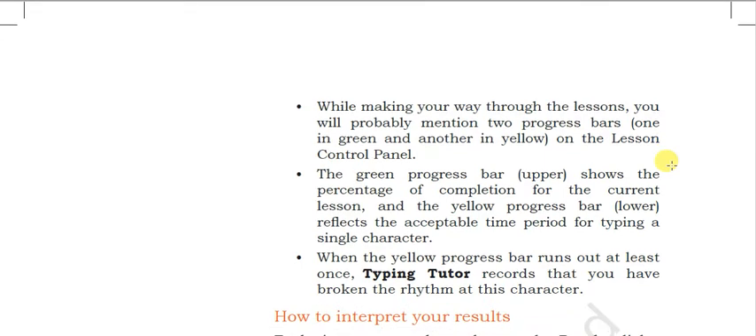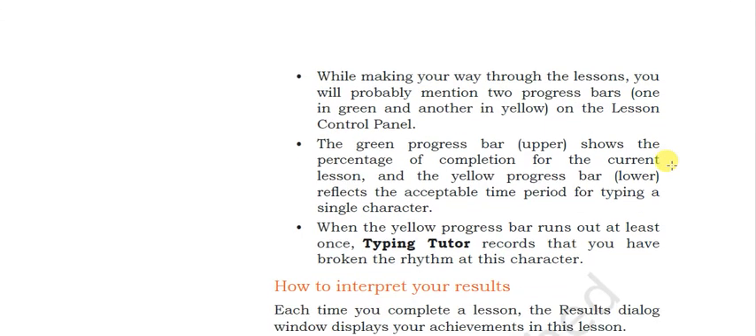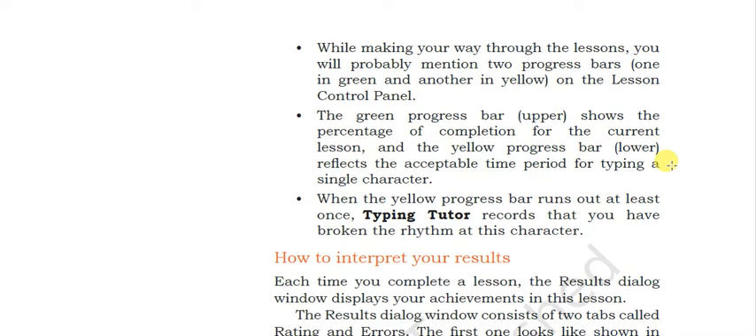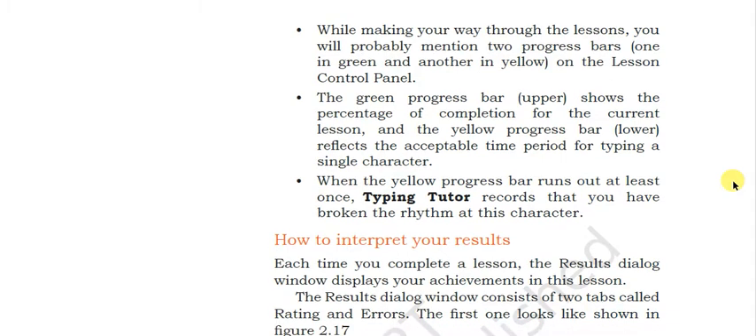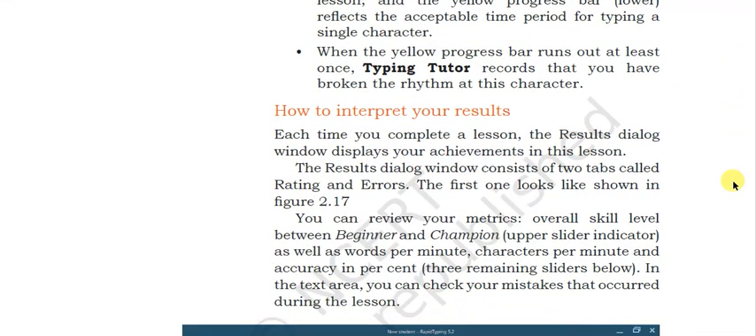While making your way through the lesson, you will probably notice 2 progress bars, one in green and another in yellow, on the lesson control panel. The green progress bar shows the percentage of completion for the lesson, and the yellow progress bar reflects the acceptable time period. Okay, you should be completing this lesson in an acceptable time. When the yellow progress bar runs out at least once, typing tutor records that you have broken the rhythm at this character.